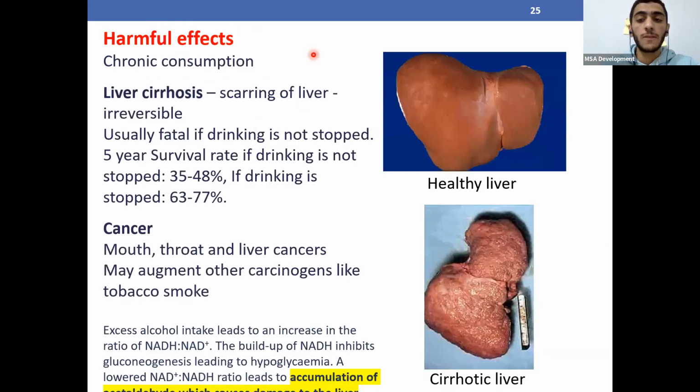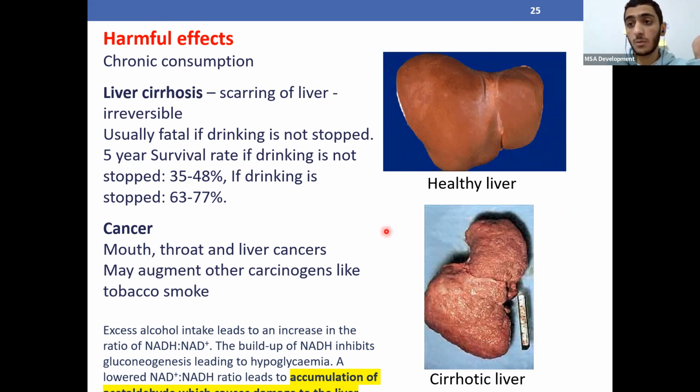Now, the following slides are going to be about the harmful effects of alcohol. Again, just go through them real quick. It's not really important. You could get them when you read them. You know that about alcohol. Okay, so let's start with the first one, which is liver cirrhosis and liver cancer.